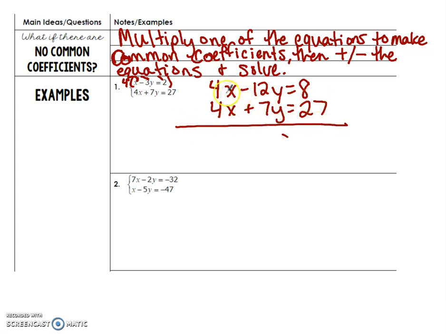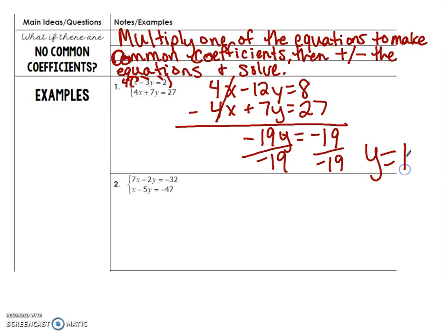Okay, now we have 4x and 4x, so we subtract those because if we have 4, we need to subtract 4 to cancel it out to get 0. So 4x minus 4x will cancel. We have negative 12y minus 7y, which gives us negative 19y equals, then we have 8 minus 27, which gives us negative 19. Okay, divide by negative 19. Those cancel, leaving me with y equals 1.